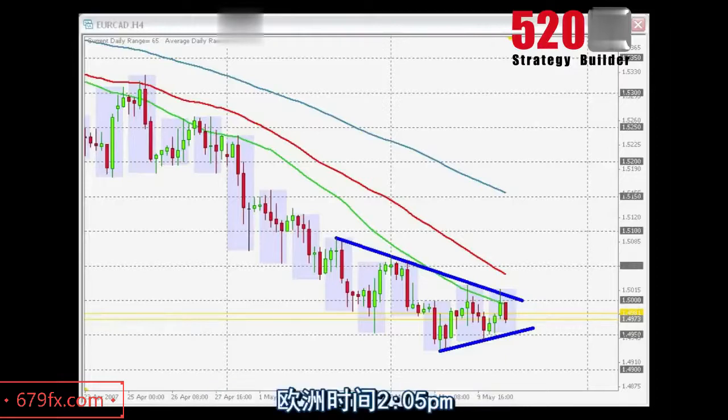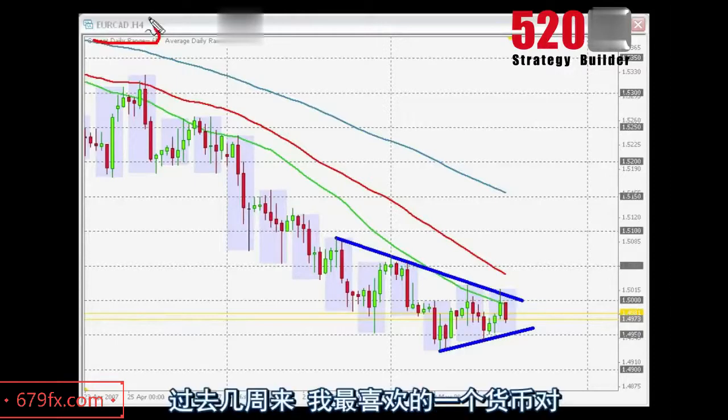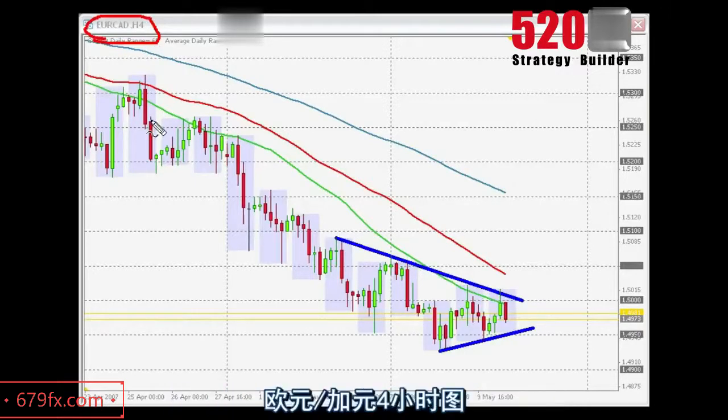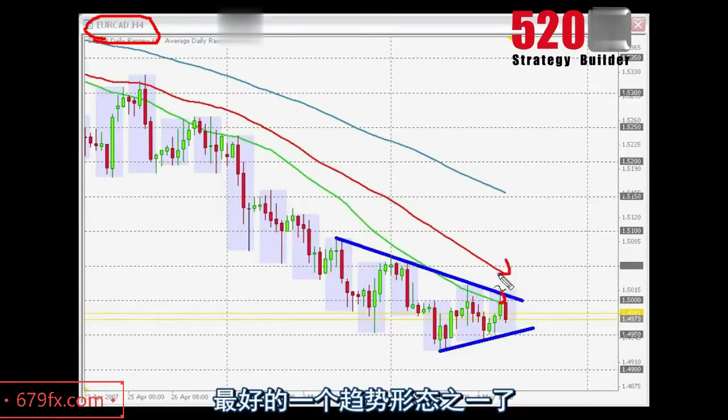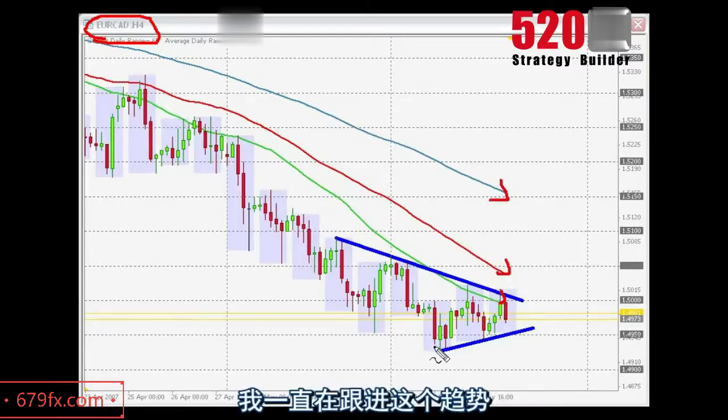It's 2 p.m. Euro time, and I'm looking into what's been my favorite pair for the last few weeks, the Euro Canadian dollar in the 4 hours time frame. It's the one that's showing probably along with the USD Canadian dollar the best trend in a scenario, and I keep on exploiting it once and over again.